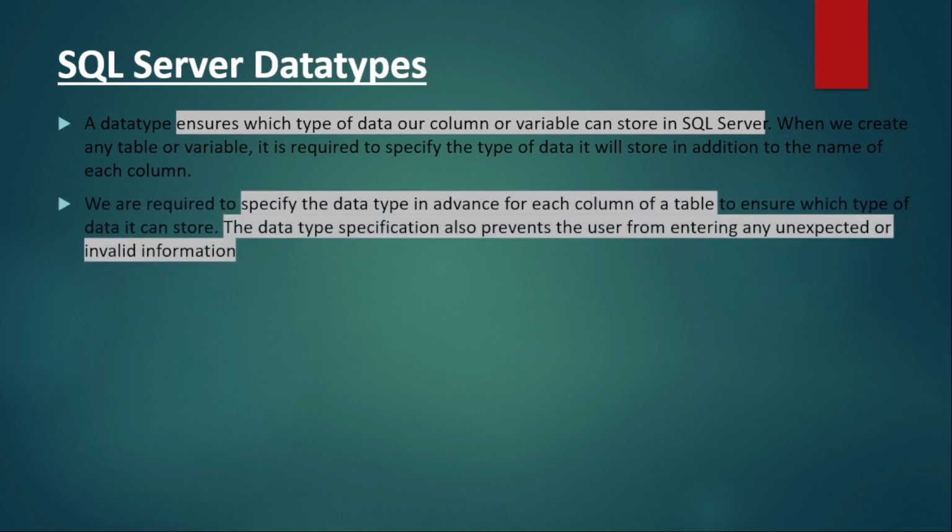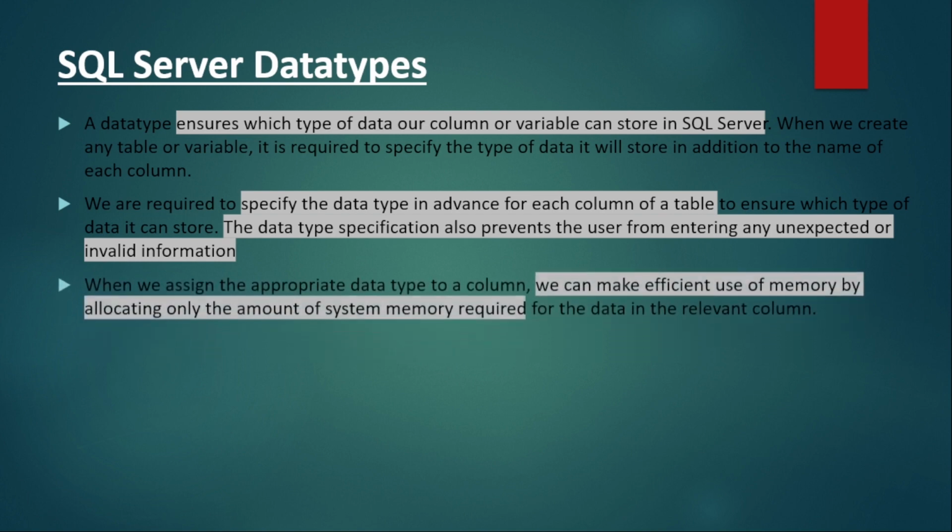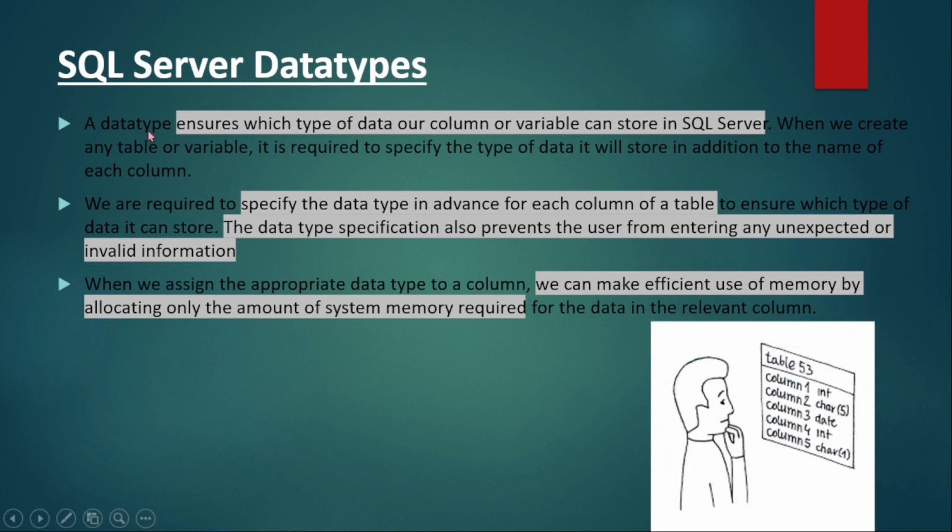We are required to specify the data type in advance for each column of a table, right? So indeed, we have to mention what type of data a particular column holds when we create our table. When we assign the appropriate data type to a column, we can make efficient use of memory by allocating the amount of system memory required for data in the relevant column. We will see all this in the upcoming slides.